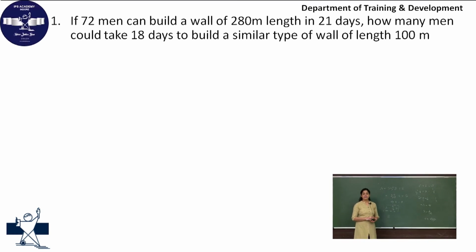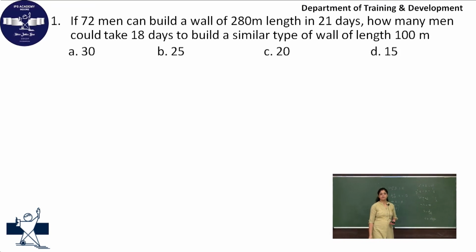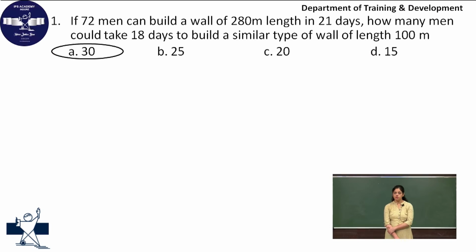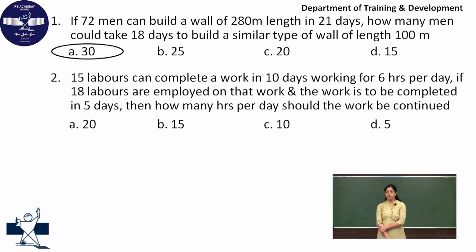So now let's have some practice questions, whatever we have seen so far. Work quantity is known here, so we are going to use the first formula, P1D1H1 upon P2D2H2 equal to W1 upon W2. Then I take 30. Yes, correct, 30 is the right answer. So P1 is 72, W1 is 280, D1 is 21. H is not given, so it's okay, we don't need to consider it. Similarly you can do the next one.